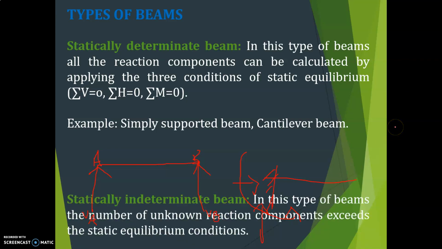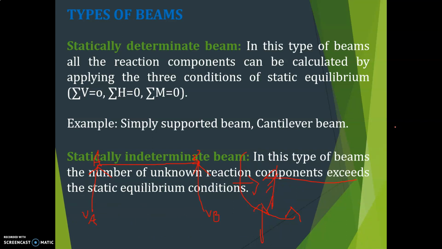Then we'll see what is a statically indeterminate beam. What is a statically indeterminate beam? In this type of beams, the number of unknown reaction components exceeds the static equilibrium conditions. Means if the number of reaction components is more than the conditions of equilibrium, then it is called a statically indeterminate beam.